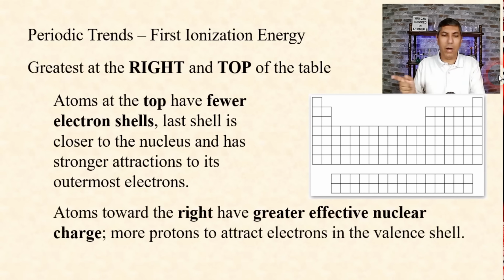Now, if we're talking about left and right, we want to think about this in terms of the number of protons and the effective nuclear charge. The ones that are farther toward the right have more protons and greater effective nuclear charge. And so the protons are pulling in those electron shells more tightly, and so it's going to require more energy to remove that last electron from, say, neon over here than it would from lithium over here. So, more protons means a stronger Coulombic attraction, a stronger effective nuclear charge.